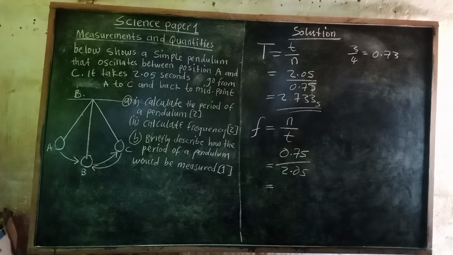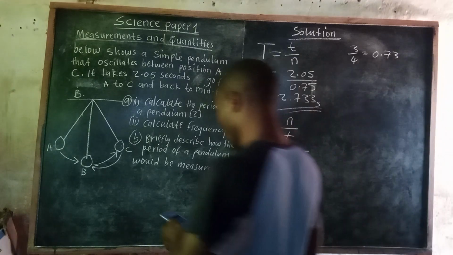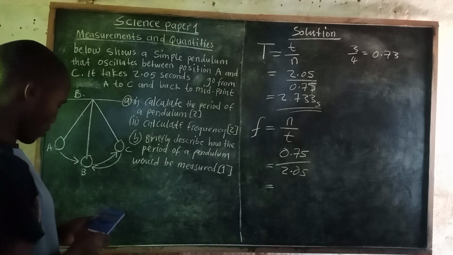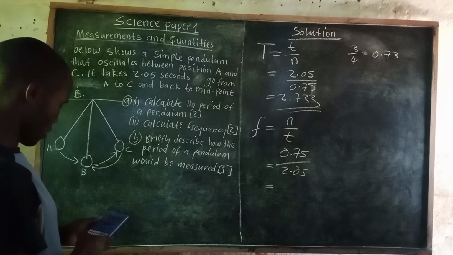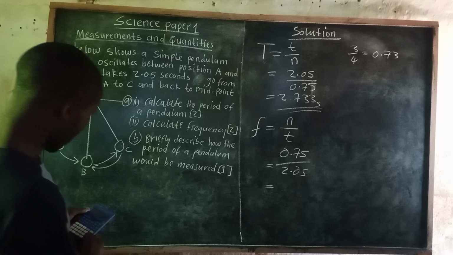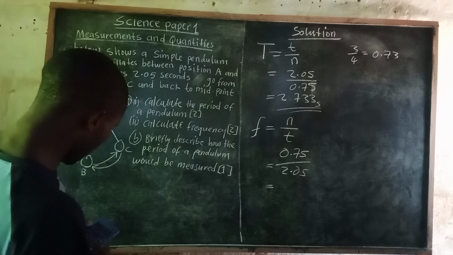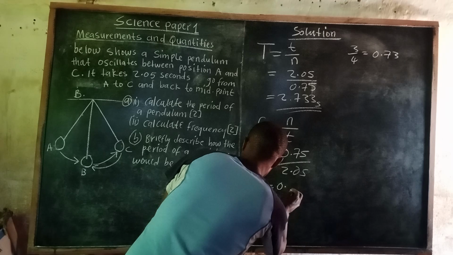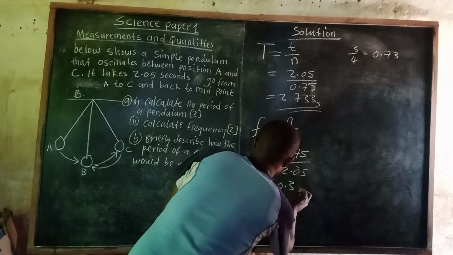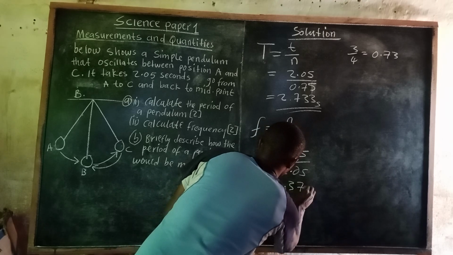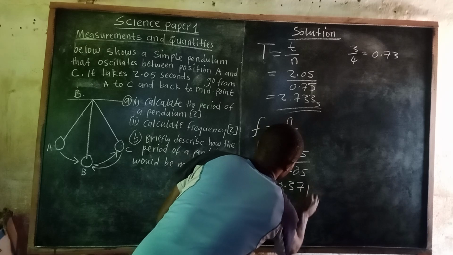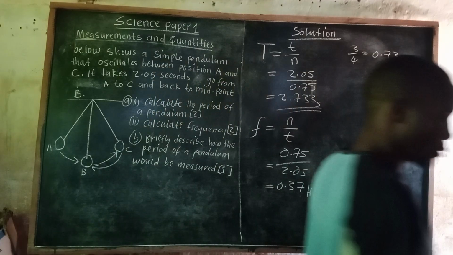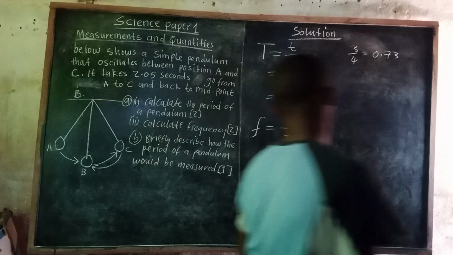So we are saying 0.75 divided by 2.05. The answer is going to be 0.37 hertz. Remember, the unit for frequency is hertz.